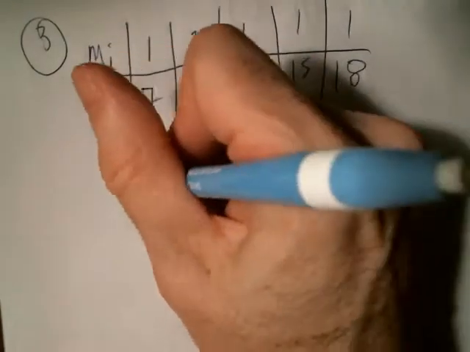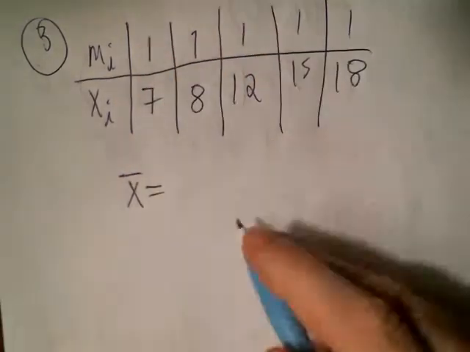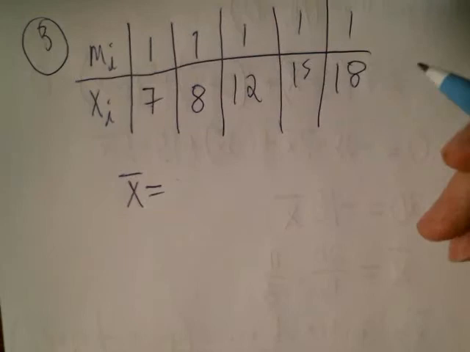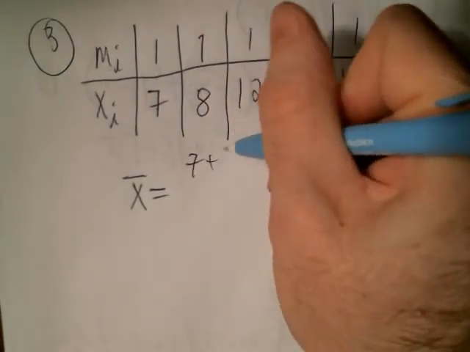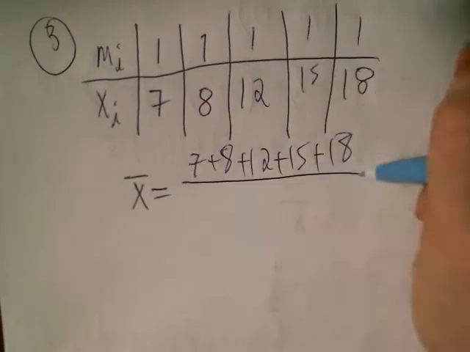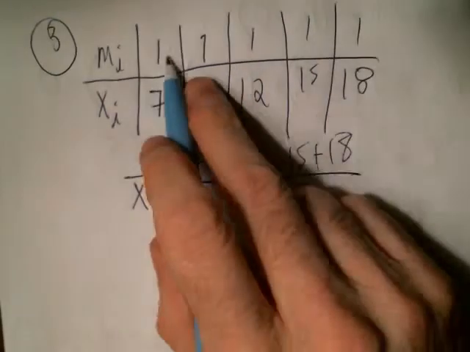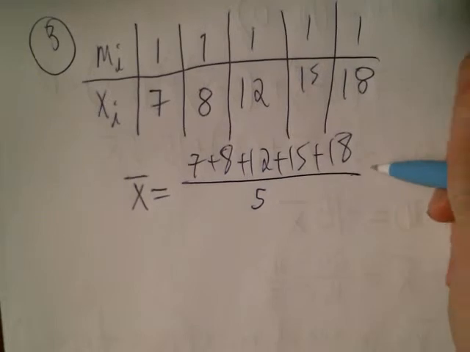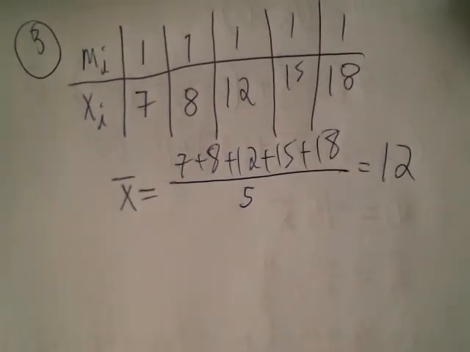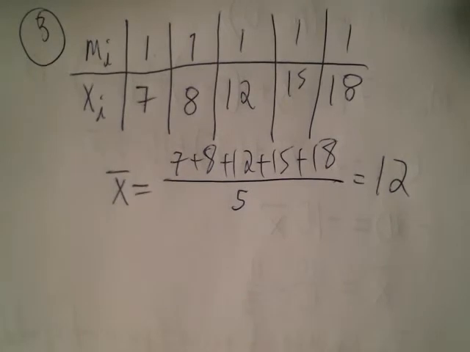So to figure out the equilibrium point, it's simply just find the moment about the origin. So you just multiply all of these and add them together. And then divide by the total mass, which in this case looks like it's 5. Plug that in your calculator, and it looks like you're getting 12 for your equilibrium point.